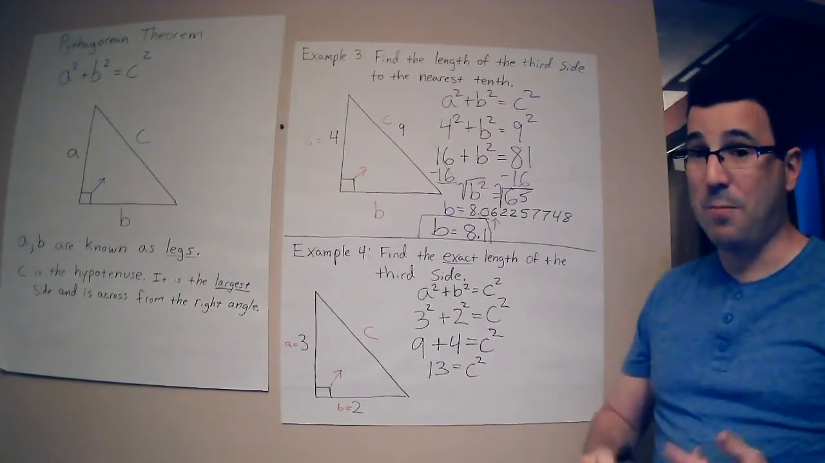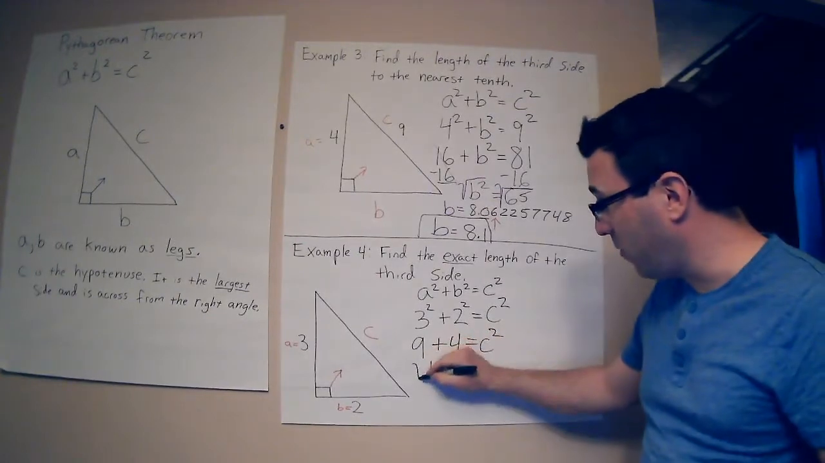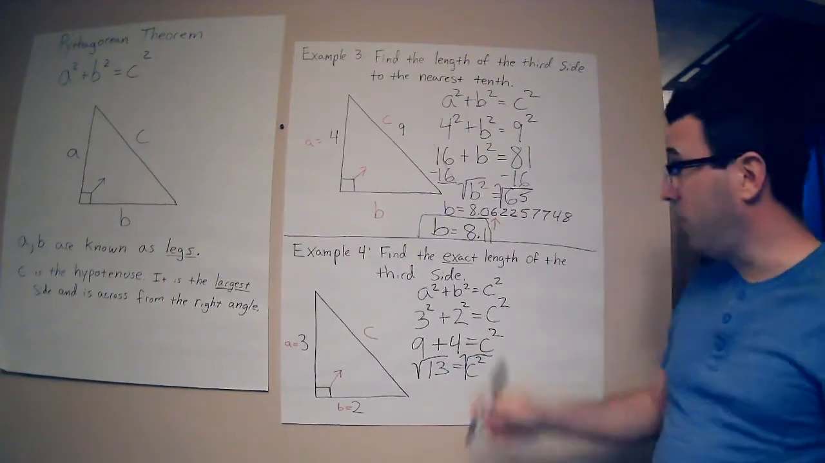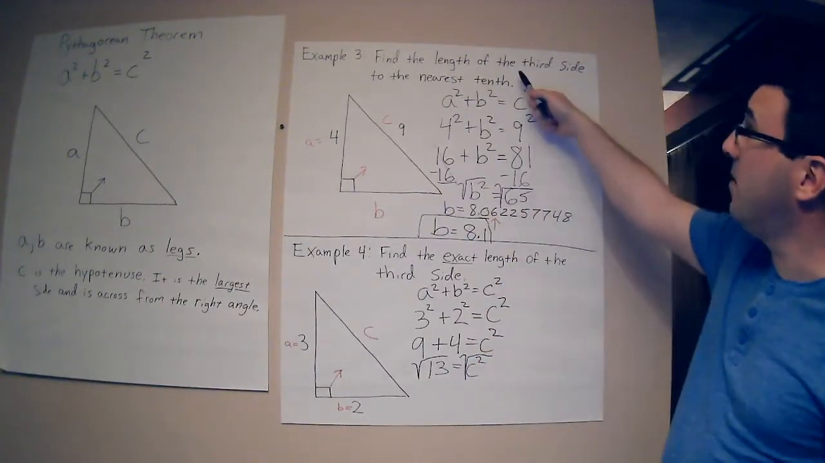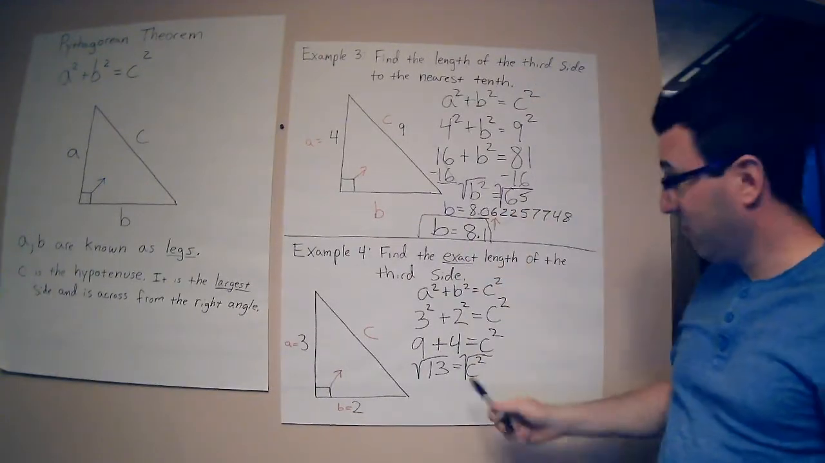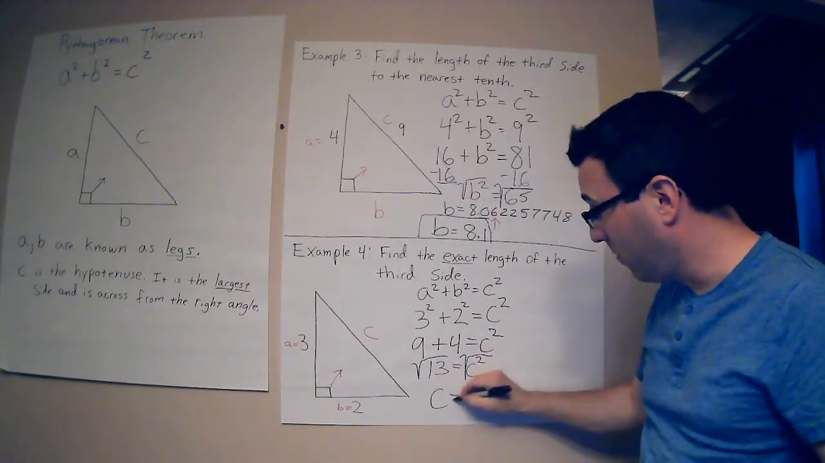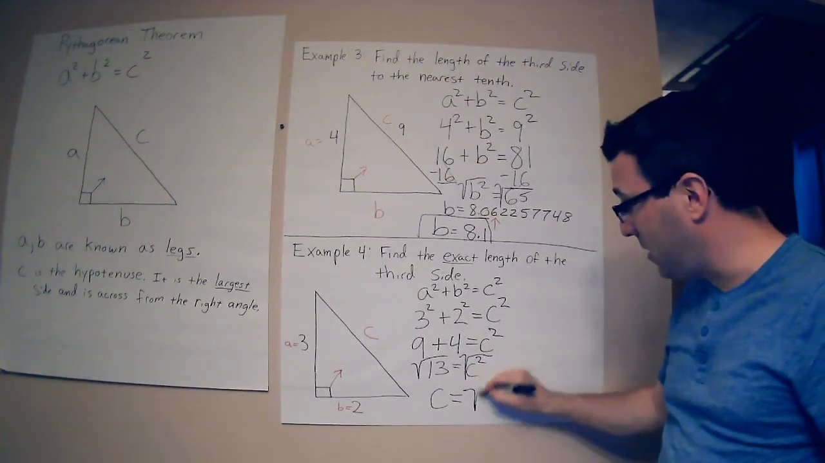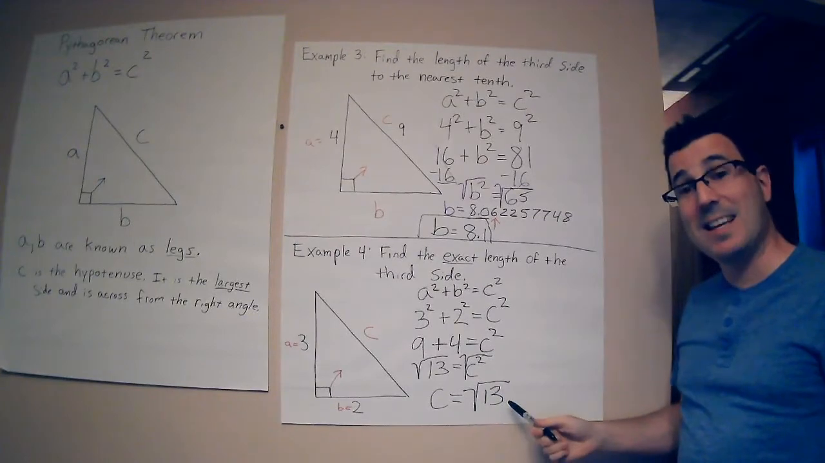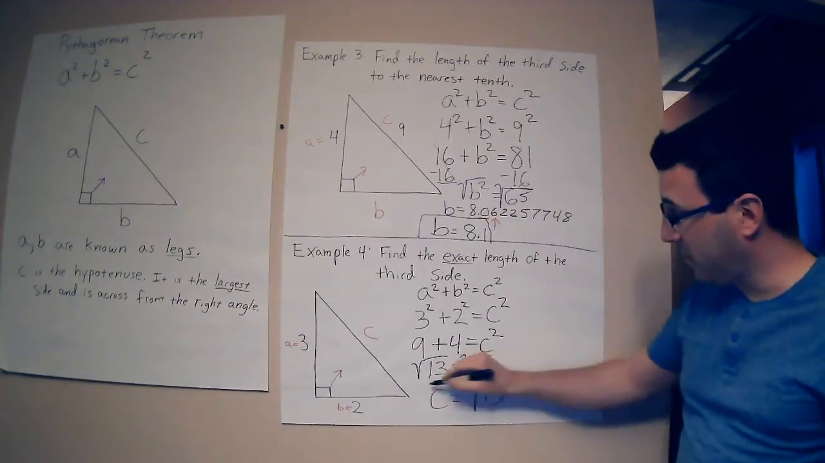13 is not a perfect square. So at this point, when I take the square root of both sides, there's not much else I can do. It's not asking me to round to the nearest tenth like in example 3. It says the exact length. I can't do anything, so I'm going to leave it like that. C is the square root of 13. And that is the exact length of the third side.